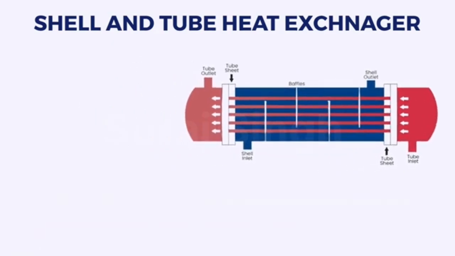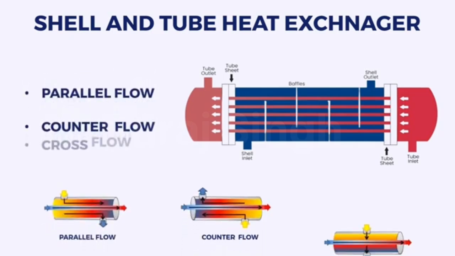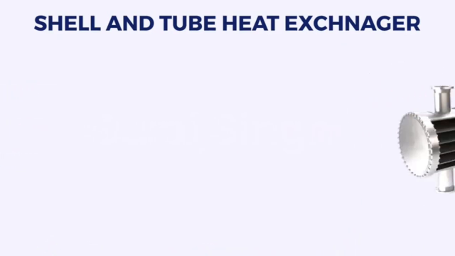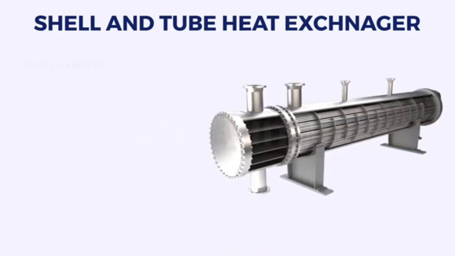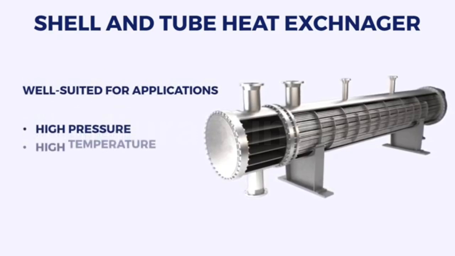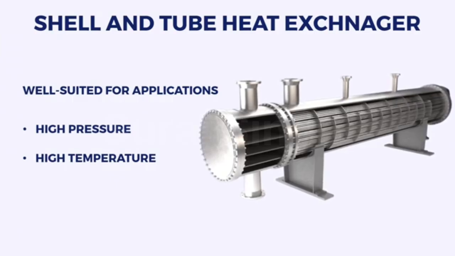Tube side and shell side can have different flow arrangements, including parallel flow, counterflow, and crossflow. Shell and tube heat exchangers are well suited for high pressure and high temperature applications due to their robust design and efficient heat transfer capabilities.